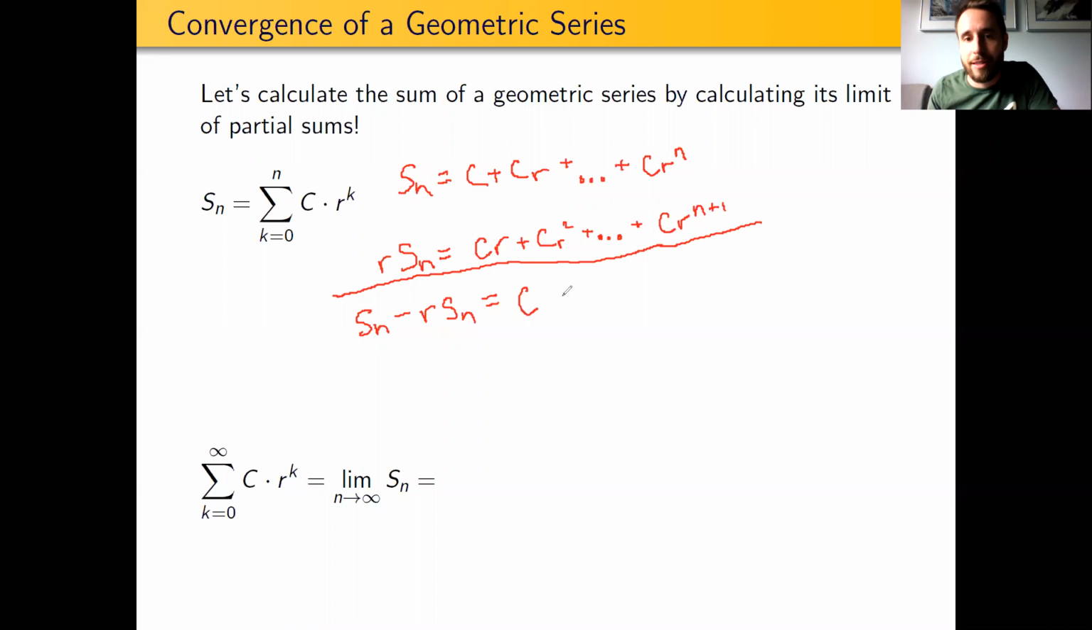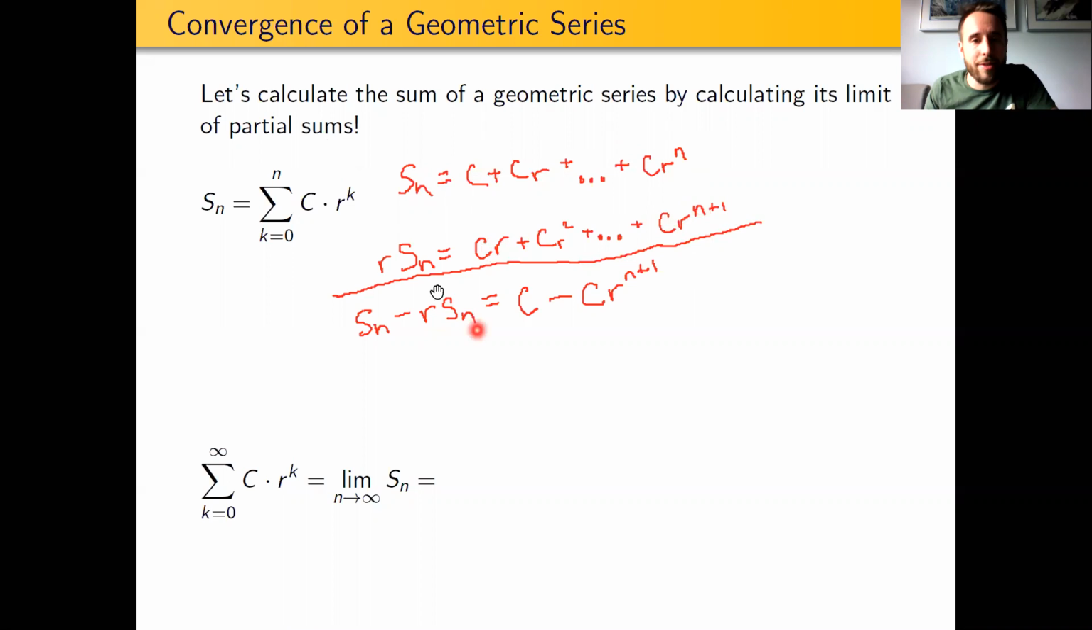a chance to cancel. So S sub n minus r times S sub n will actually equal C minus C times r to the n plus 1. Right? Do we see that? So in fact, by subtracting the second line from the top line, everything canceled out nicely except for this very first term up here and this term down here, which was negative.